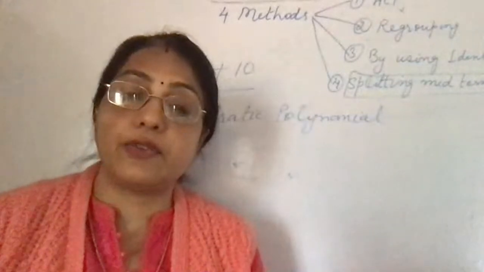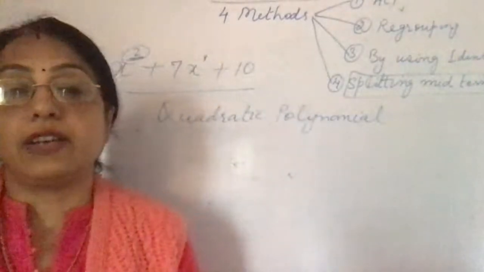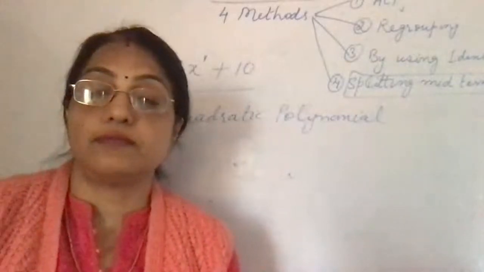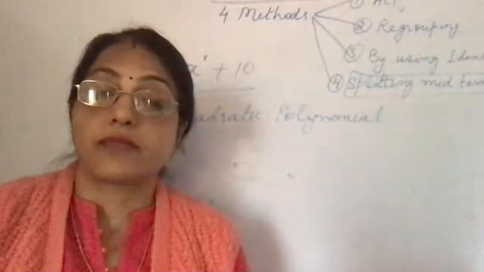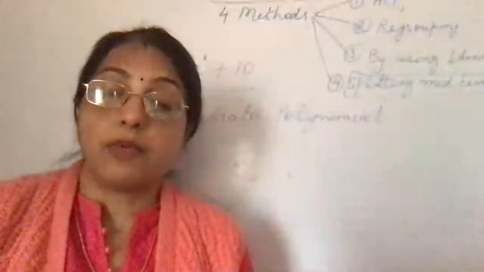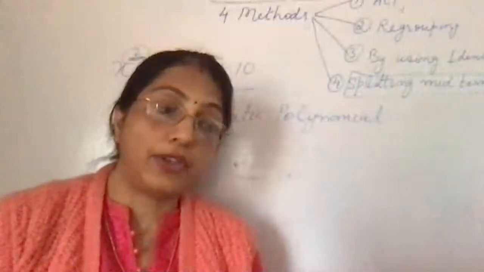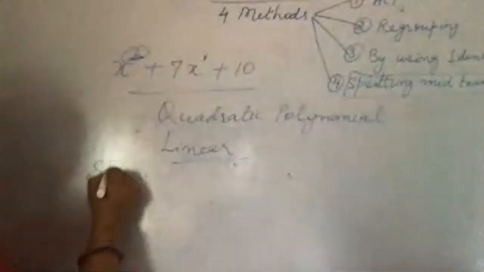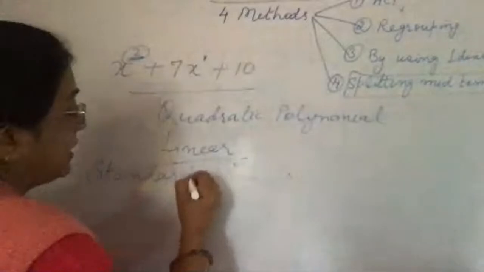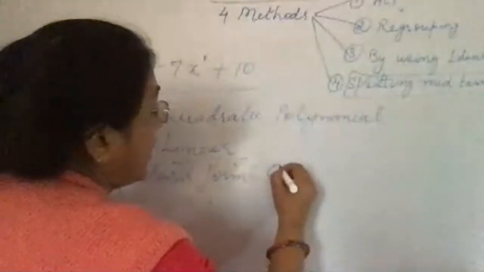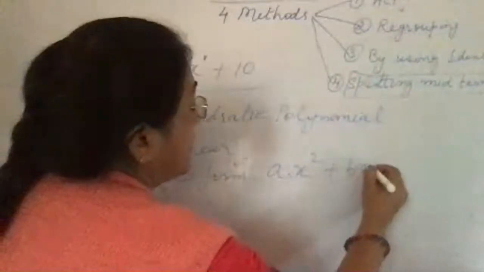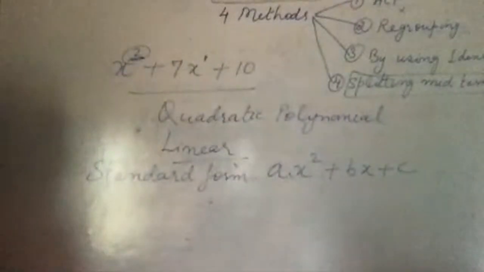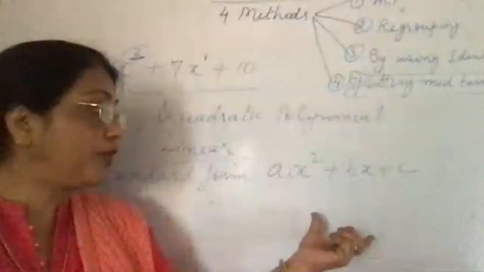If the degree is 1, then what will we say? If any polynomial has degree 1, then what do we call it? Yes, it is a linear polynomial. So in this question, it is a quadratic polynomial, and the standard form of a quadratic polynomial is ax square plus bx plus c. It is called the standard form.